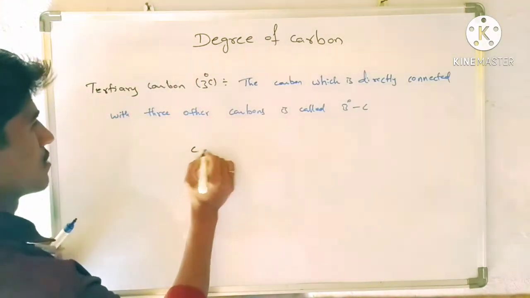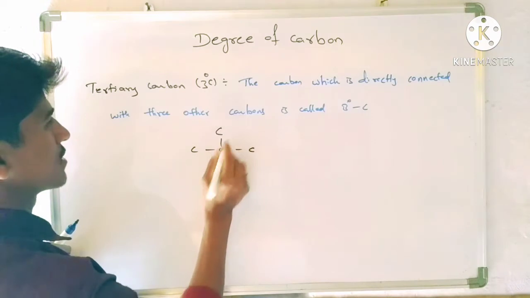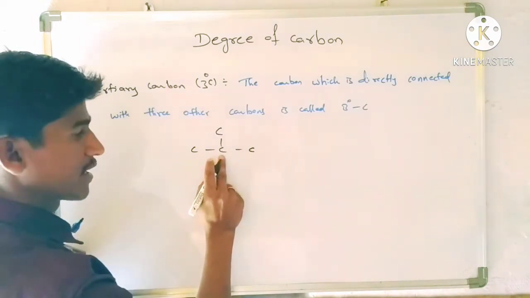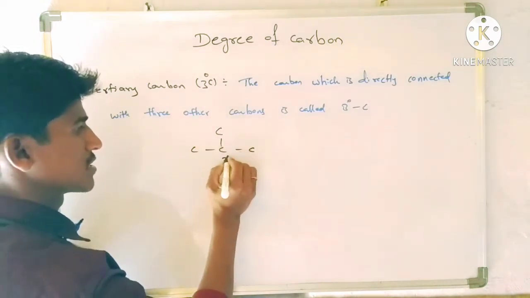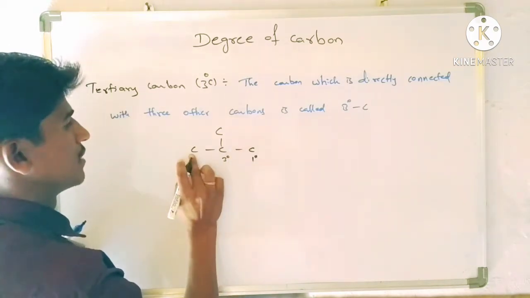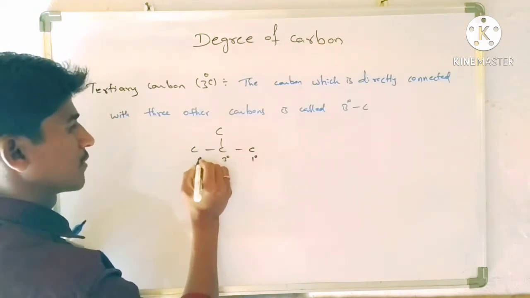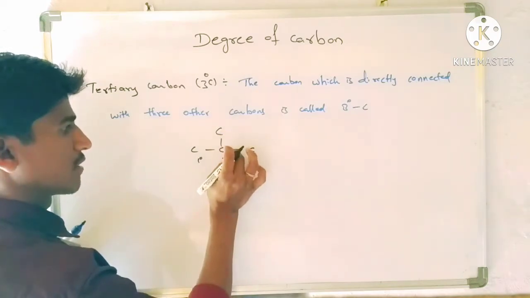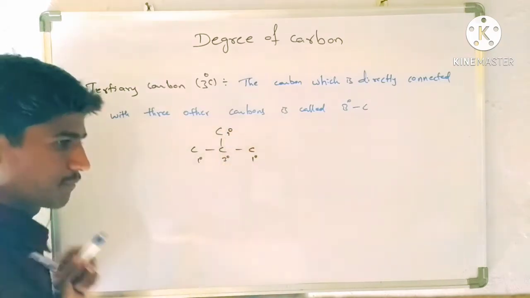Here this carbon is directly connected with 1, 2, 3 carbons, so this is tertiary carbon. This carbon is directly connected with only one carbon, this is primary. This carbon is directly connected with only one carbon, this is primary. This carbon is directly connected with only one carbon, this is primary.